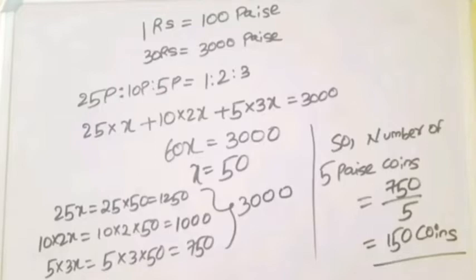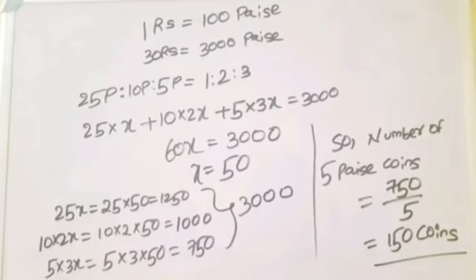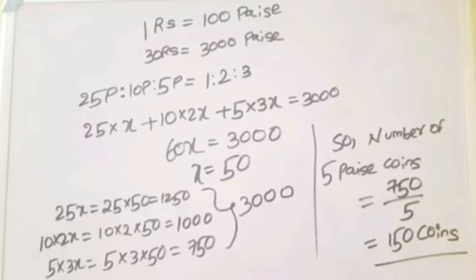So let's treat 1 rupee. For every rupee we have 100 paisa. For 30 rupees we have 3000 paisa. Okay, so they are saying 25 paisa, 10 paisa, 5 paisa coins are there in 1:2:3 ratio. So let's treat x is to 2x is to 3x. So 25 into x plus 10 into 2x plus 5 into 3x is equal to 3000. So after the calculation we get 60x is equal to 3000, x is equal to 50.